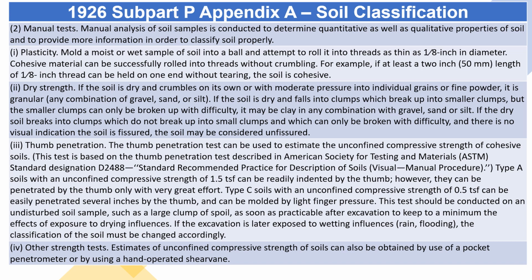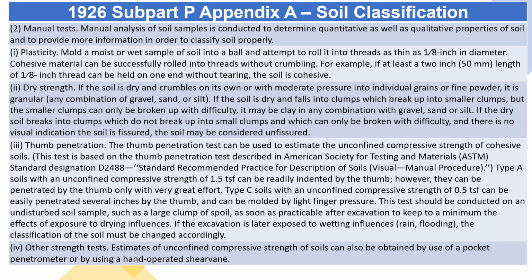3. Thumb penetration. The thumb penetration test can be used to estimate the unconfined compressive strength of cohesive soils. This test is based on the thumb penetration test described in American Society for Testing and Materials, ASTM, Standard Designation D2488, Standard Recommended Practice for Description of Soils, Visual Manual Procedure. Type A soils with an unconfined compressive strength of 1.5 tsf can be readily indented by the thumb, however, they can be penetrated by the thumb only with very great effort. Type C soils with an unconfined compressive strength of 0.5 tsf can be easily penetrated several inches by the thumb, and can be molded by light finger pressure.